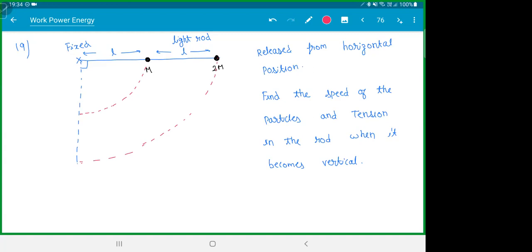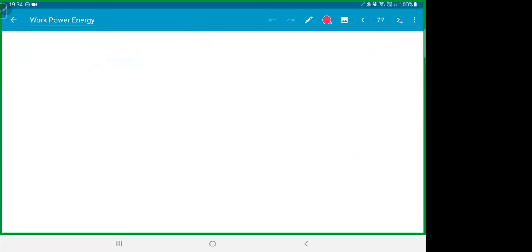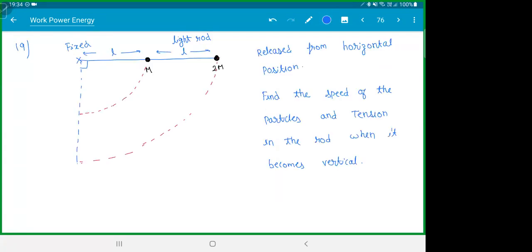Root 60L. Listen, the first trap. I don't know whether you figured it or not. Will the speed of both of them be same? Yes or no? Speed is not same. That is the first catch.